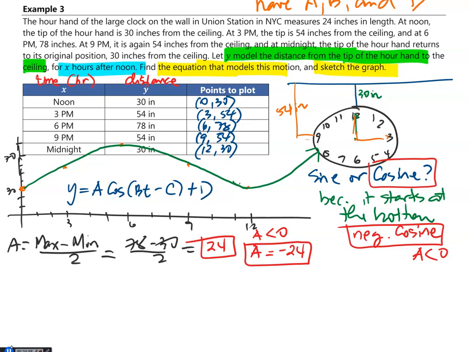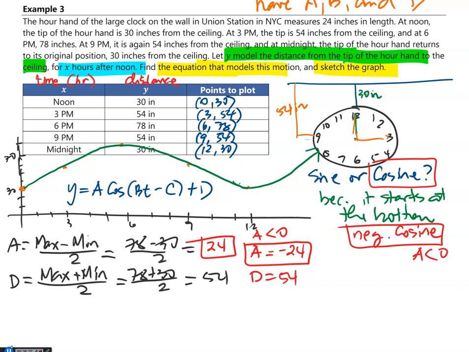Next, the midline, which is your d, is the average of the max and the minimum. So 78 plus 30 divided by 2, which is equal to 54. So this is the midline, which is equal to 54.